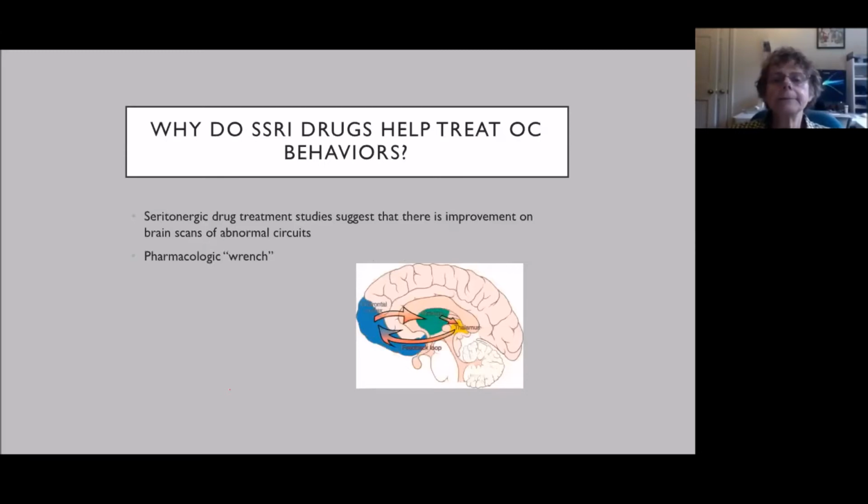Now the why. Why serotonergic, and I use that word to encompass the SSRIs, the NSRIs, and clomipramine. That's because studies show that brain scans of the abnormal circuits improve after people are on these drugs. It's the pharmacologic wrench, throwing the wrench in for management of this complication.